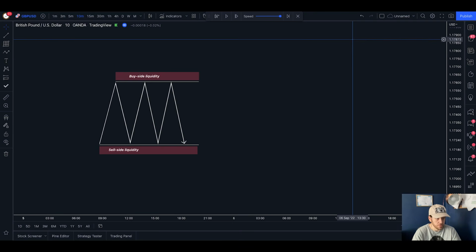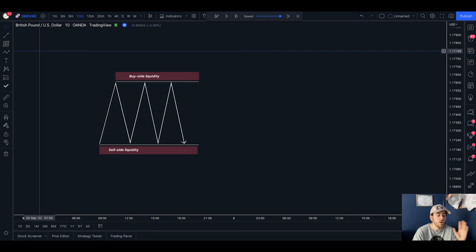So if an institutional participant wanted to sell large quantities of an asset, for example, if we were looking at GBP USD, if the smart money wanted to get a big sell on GBP USD, they would need to open up liquidity because there's not enough money in the market ready for them to just take the position.